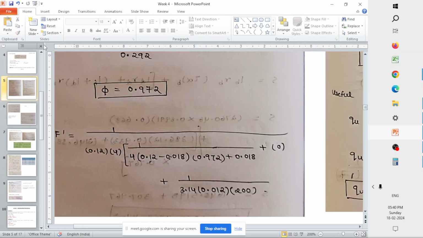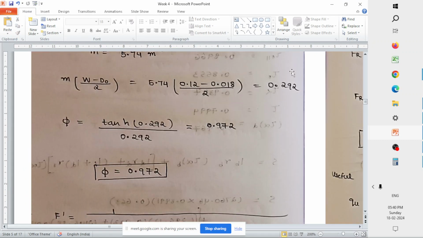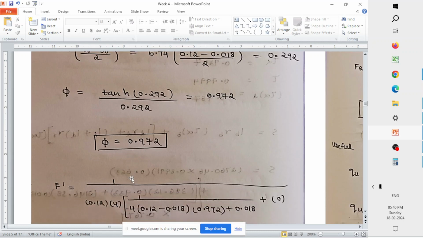So if you calculate, that value comes around 0.292. So now you can actually calculate the plate effectiveness factor, that is nothing but tanh of 0.292 divided by 0.292, which will be 0.972. So your plate effectiveness factor is 0.972. Since now you know your plate effectiveness factor, you can calculate the heat removal factor.